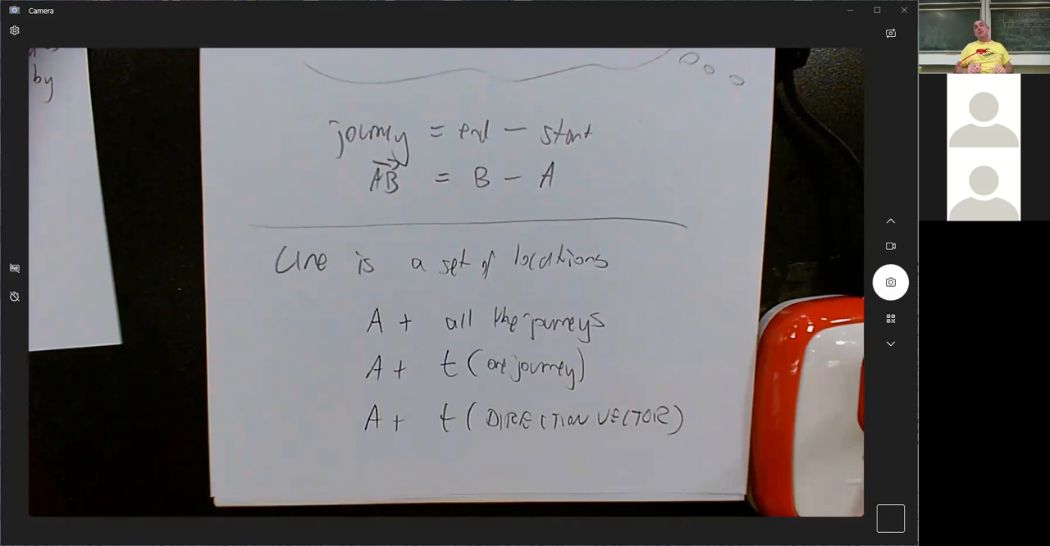And every line can be made in infinitely many possible ways because they've all got different places to start. There's lots of different places you could start on the line and lots of different journeys that could describe how far to go, and they will all describe the same line.